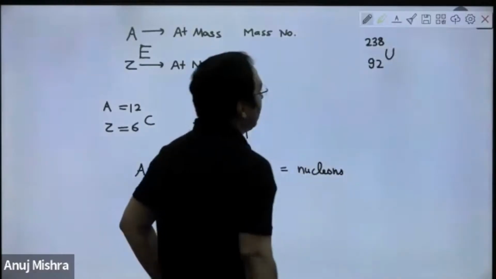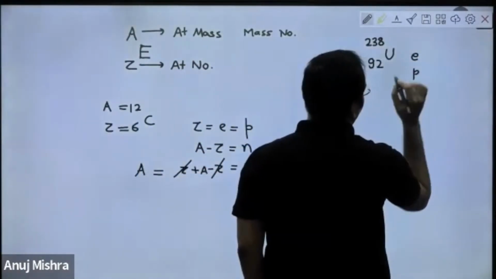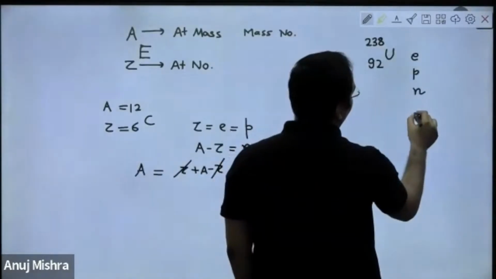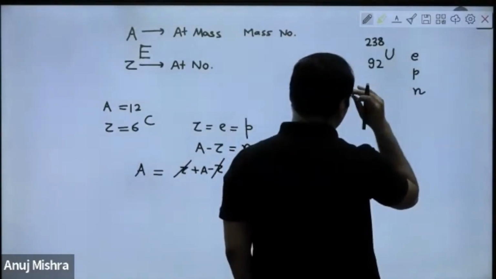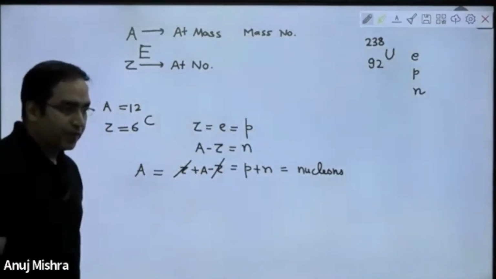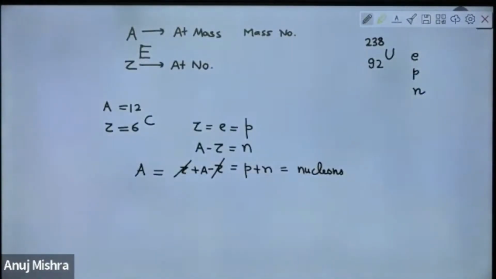Uranium 238, 92. Find out the EPN values. Quickly. Electrons, protons and neutrons, how many will there be? Aditya?